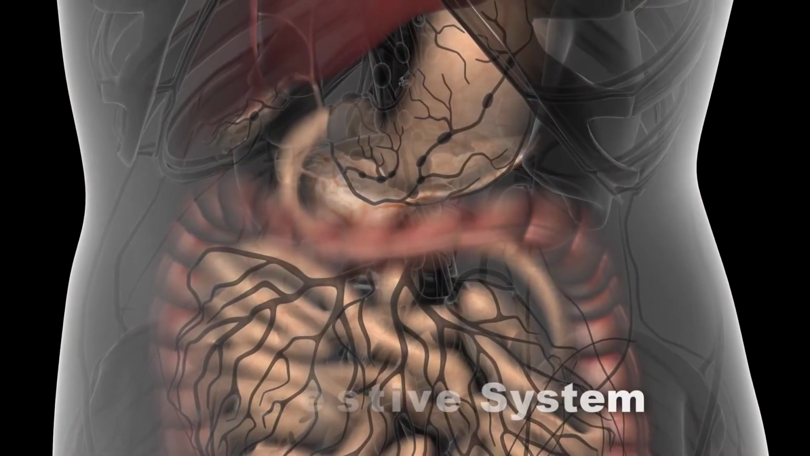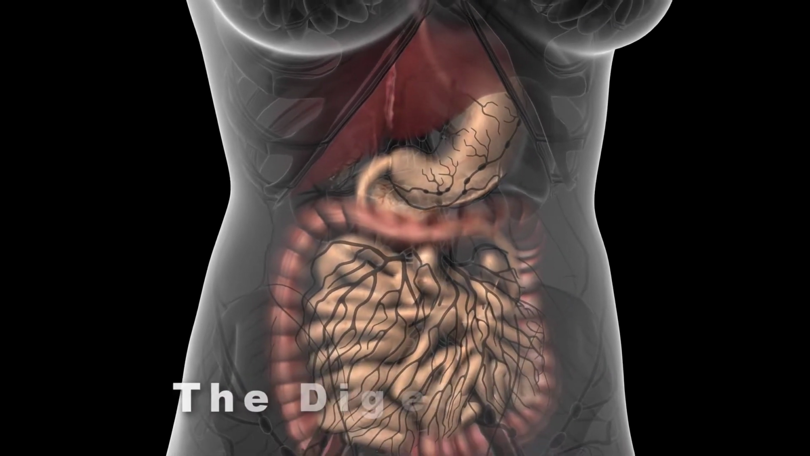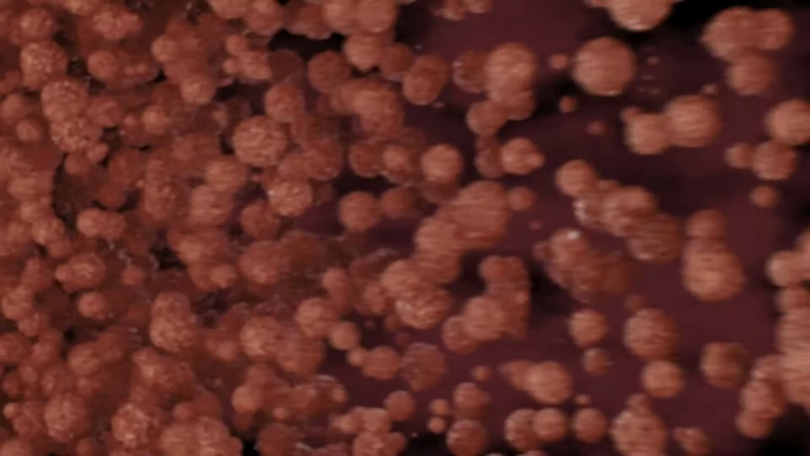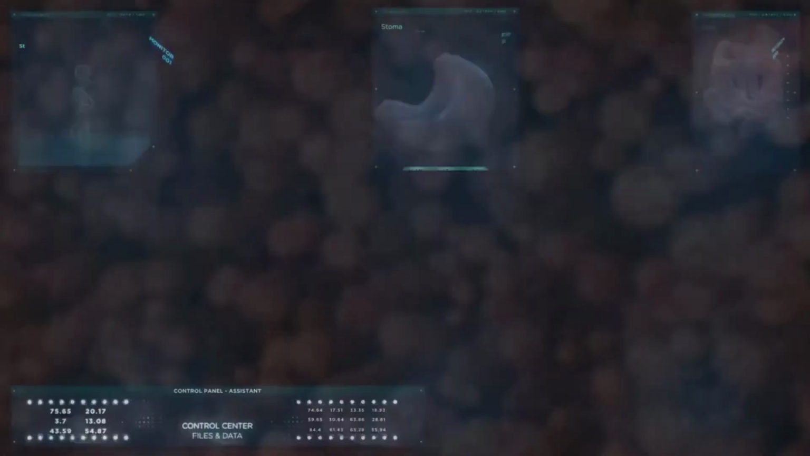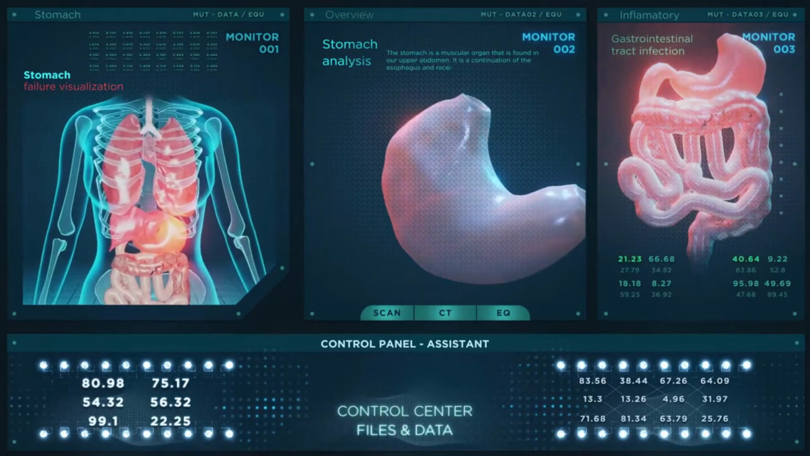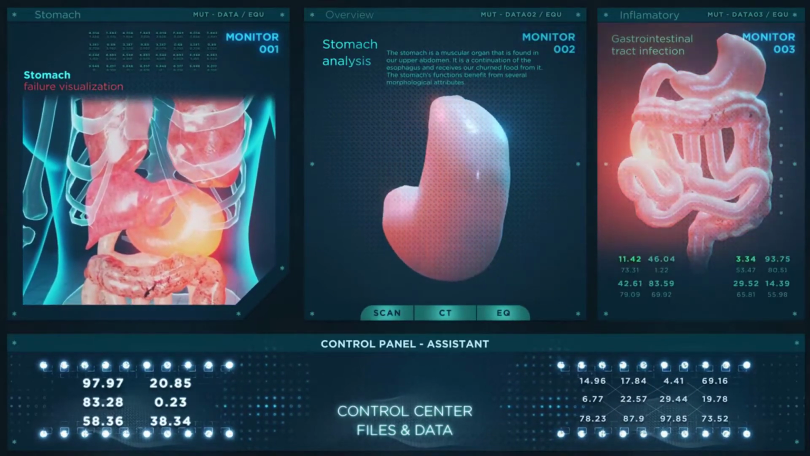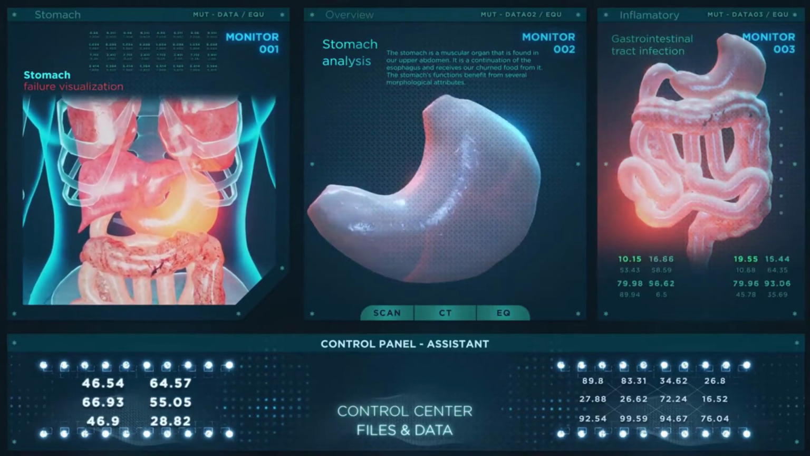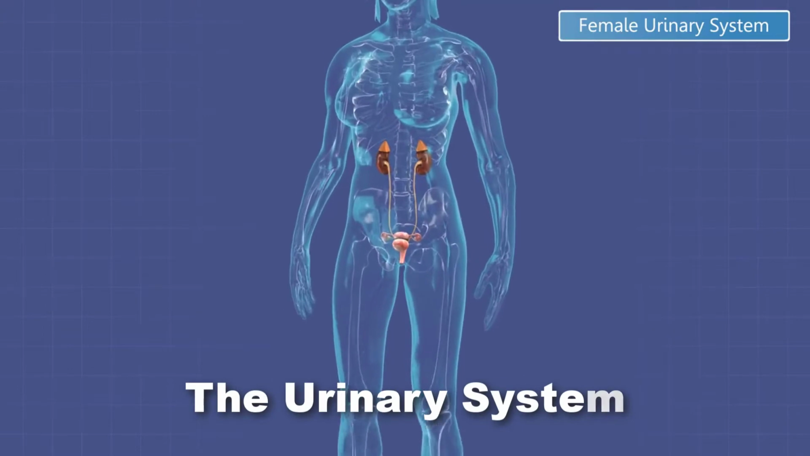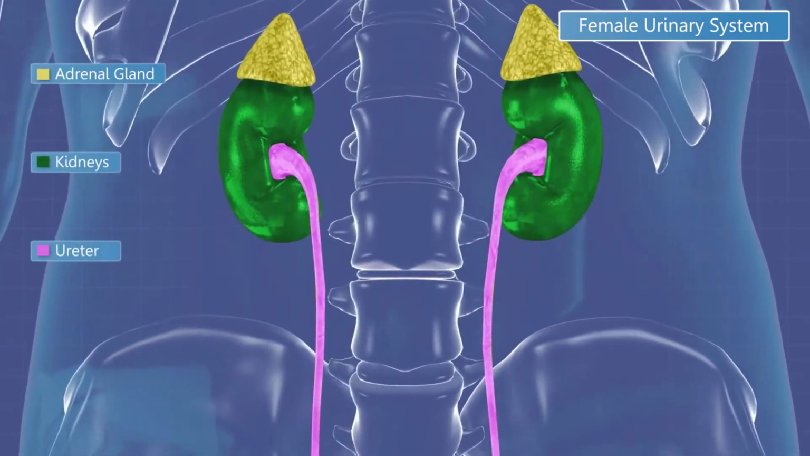The digestive system includes the organs and structures of the body that help the body digest foods and liquids for absorption of nutrients into the bloodstream. The digestive system includes the mouth, pharynx, esophagus, stomach, small intestine, large intestine, rectum, and anus, along with several accessory organs. The urinary system functions to filter the blood and create urine as a waste product.